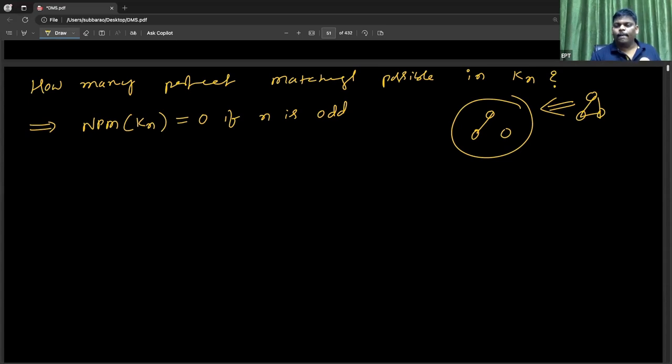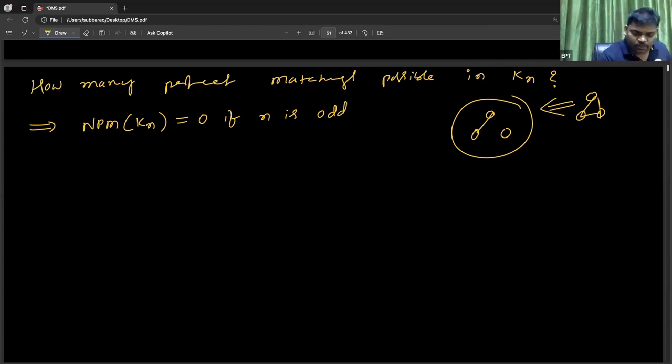Is it okay? The number of perfect matchings possible in Kn is equal to 0 if n is odd. It's not possible, because I cannot make every person's degree 1. When n is odd, one person is left out.